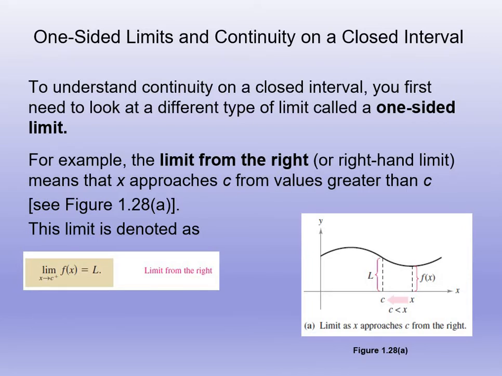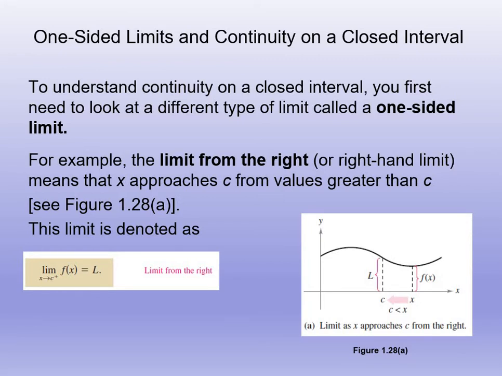If you look at the bottom left-hand side here, we have the limit of f of x as x approaches c with that little superscript plus sign. That means we are approaching from the right. To approach from the left, instead of a plus sign, we would have a minus sign. So when the superscript on the c is a plus, we approach from the right. When the superscript above the c is a negative, we approach from the left.